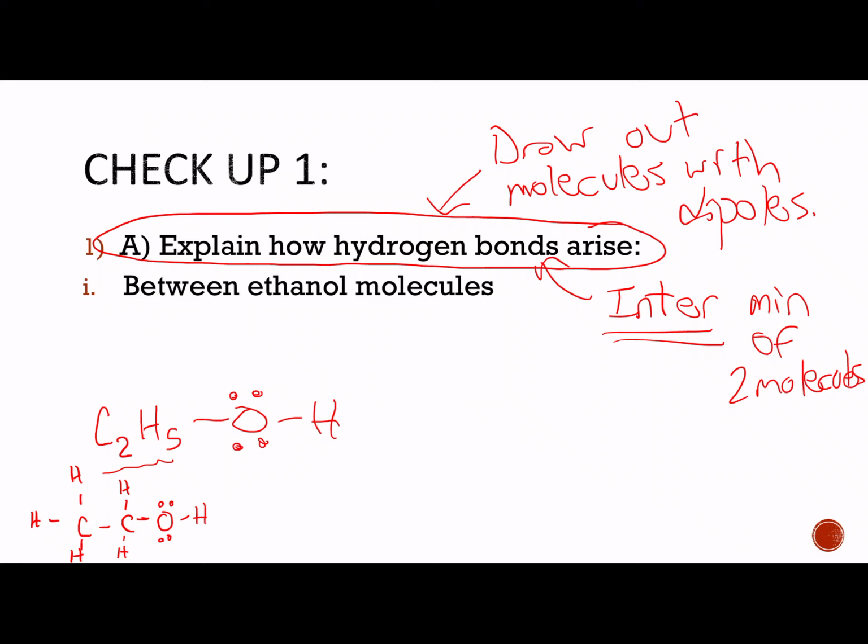So I need to draw 2. Here's what I would do. I would draw the second ethanol molecule backwards. Like literally flip it. Start with the H, then do the oxygen, then do the C2H5.